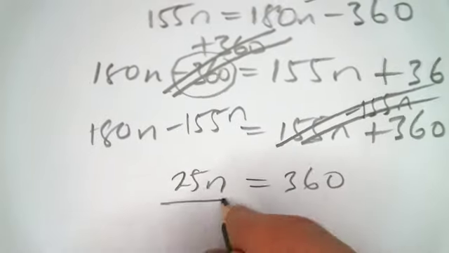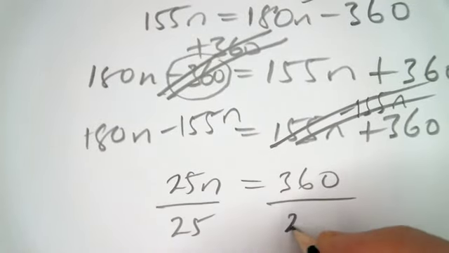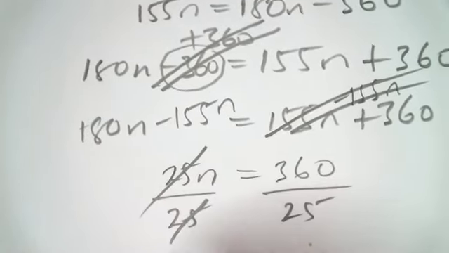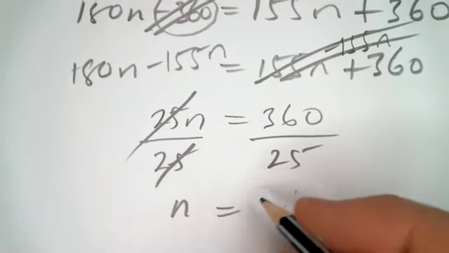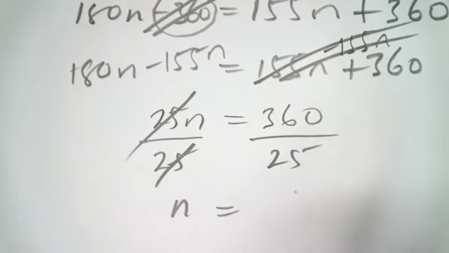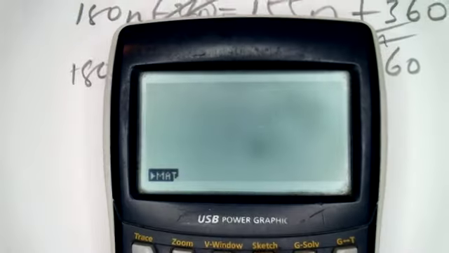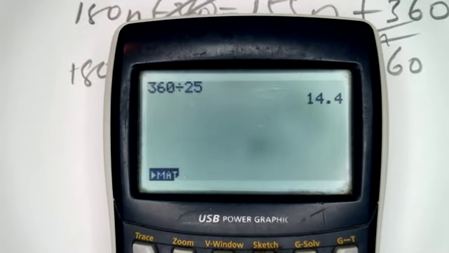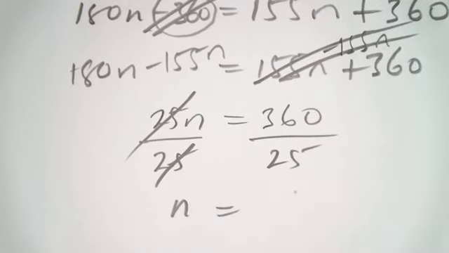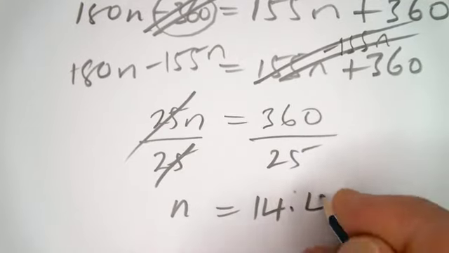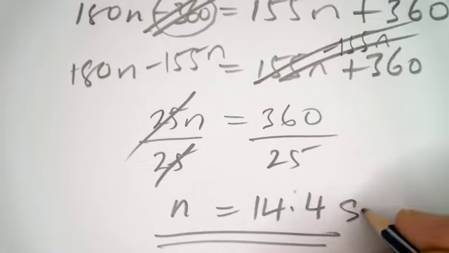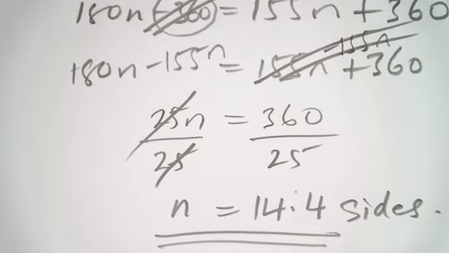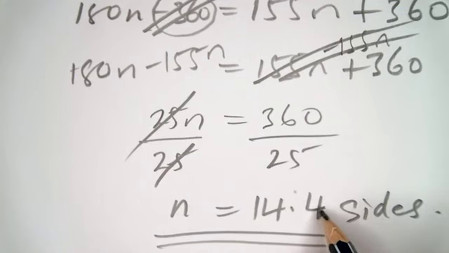So if I now divide both sides by 25, n is going to be my answer. This is going to be the number of sides it would actually be. And if we took 360 divided by 25, the answer would be 14.4. So it would need to have 14.4 sides. And of course, it must be an integer. It must be like 10 or 11 or 12 or 13 or 14 or 15. It can't be 14 and a bit sides.